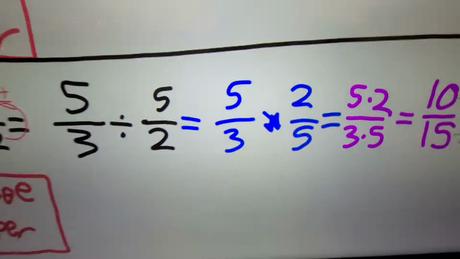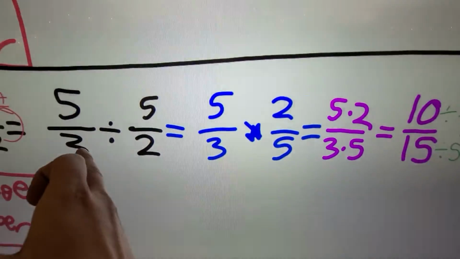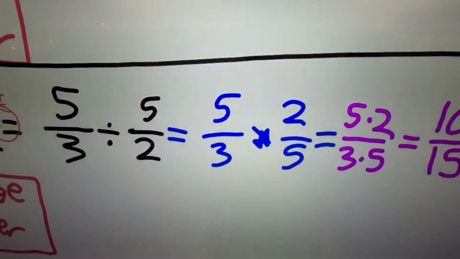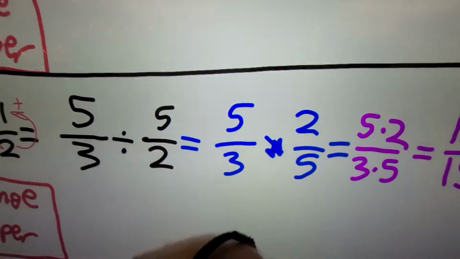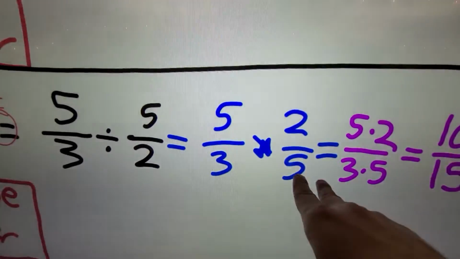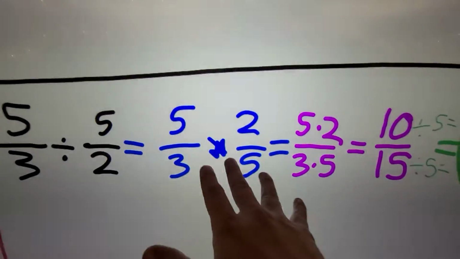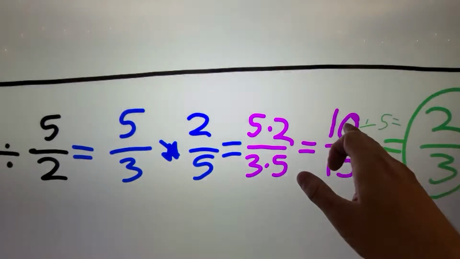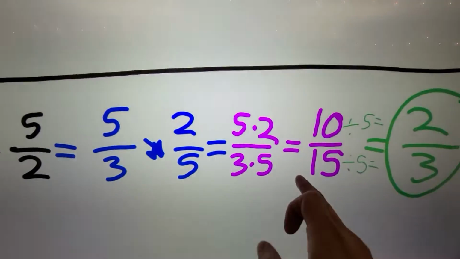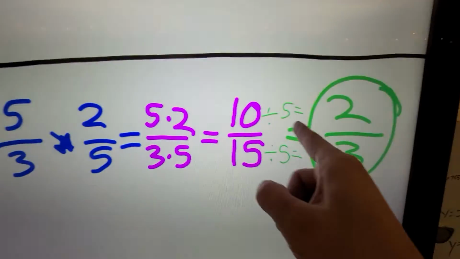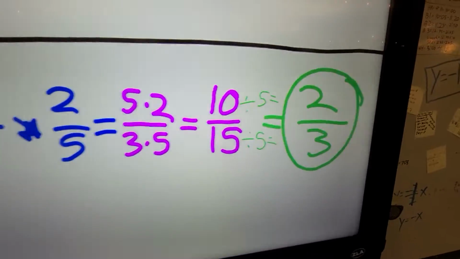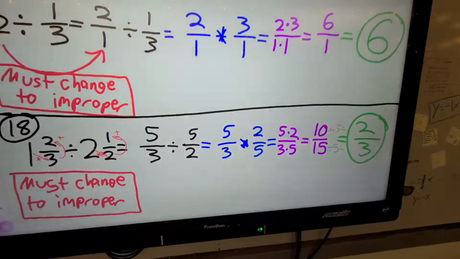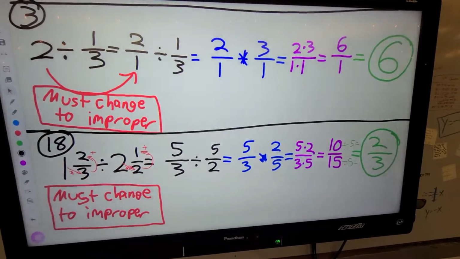Then we do keep, change, flip. First fraction we keep the same, second symbol we multiply, third piece or second fraction we flip. So once we have this, 5 times 2 gives me 10, 3 times 5 gives me 15, and then I simplify that to get 2 over 3. That is how these problems are supposed to be done.